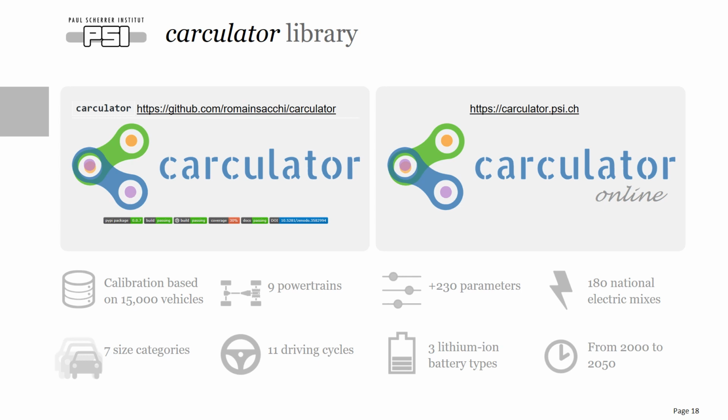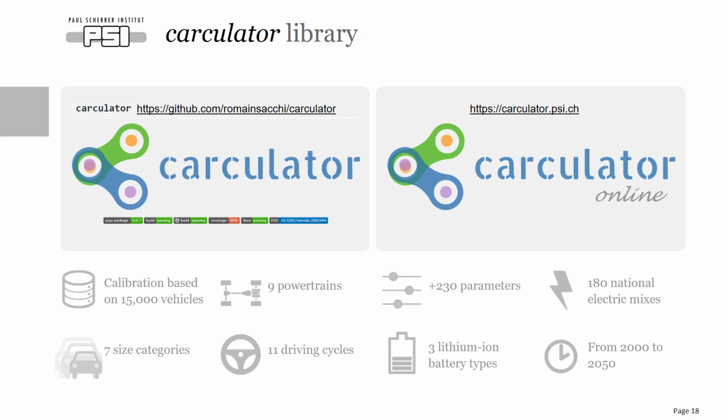It offers 9 different powertrain technologies, and we've seen actually most of those: battery electric, fuel cell, hybrid, plug-in hybrid, and regular combustion powertrains. You can tweak more than 230 parameters to really parameterize the vehicle you want to consider. For battery electric vehicles, but also hydrogen production or synthetic fuel production, we have the national electricity mixes of more than 180 countries from the year 2000 to 2050. We have 7 size categories: city car, small cars, lower medium, medium, large, SUV, and vans.